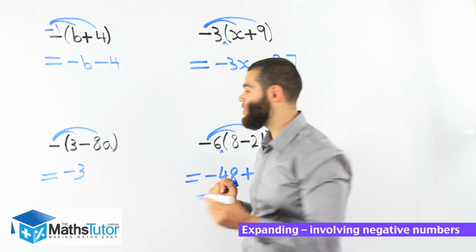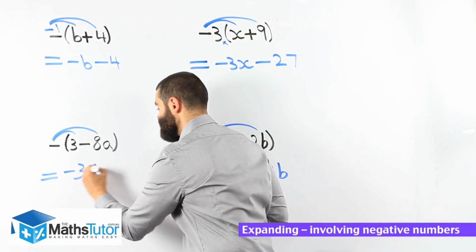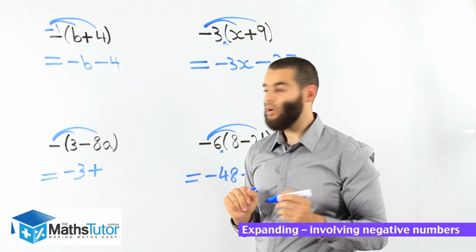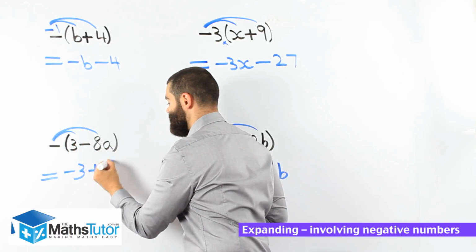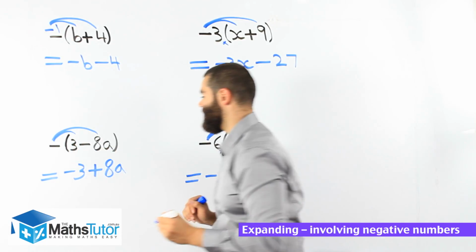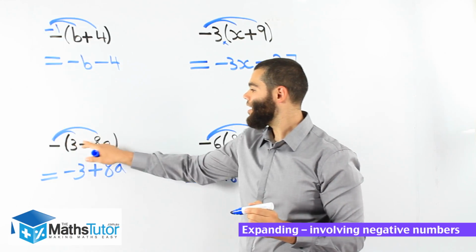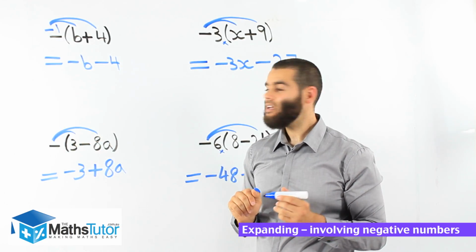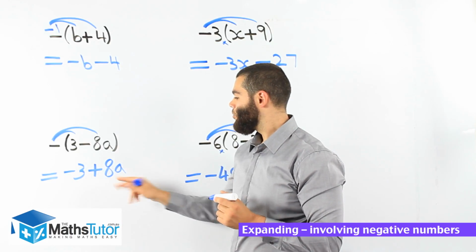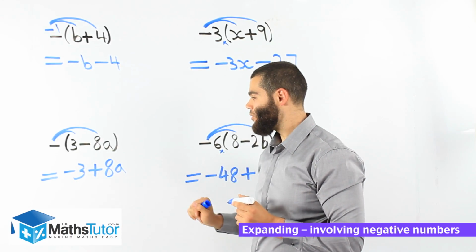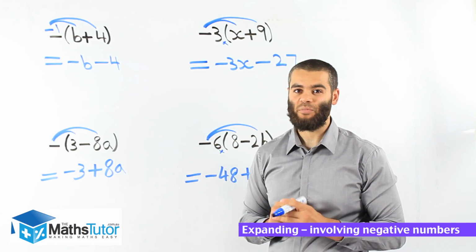We said two negatives become a positive. A negative times a negative is a positive. So negative 1 times negative 8 is positive 8 and a. So negative 1 times negative 8a is positive 8a. Our answer, minus 3 plus 8a for that one. Let's do some more examples.